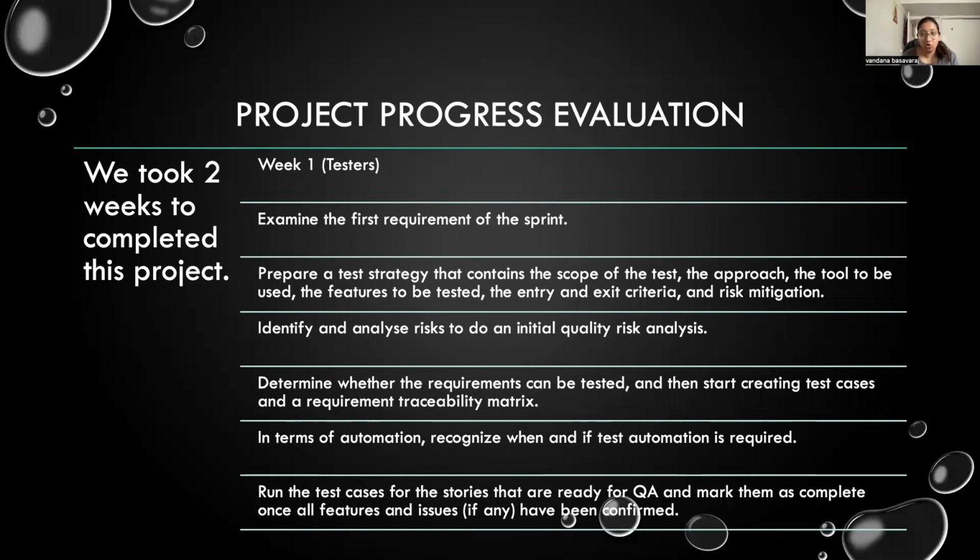Also, examine the first requirements of the sprint, and then prepare a test strategy that contains the scope of the test, the approach and the tools to be used, the features to be tested, the entry and exit criteria, and the risk mitigation. Also identify and analyze risks to do an initial quality risk analysis and determine whether the requirements can be tested, and then create test cases and a requirement traceability matrix. In terms of automation, recognize when and if automation is required, and run the test cases for the stories that are ready for QA and mark them as complete once all the features and issues have been confirmed.